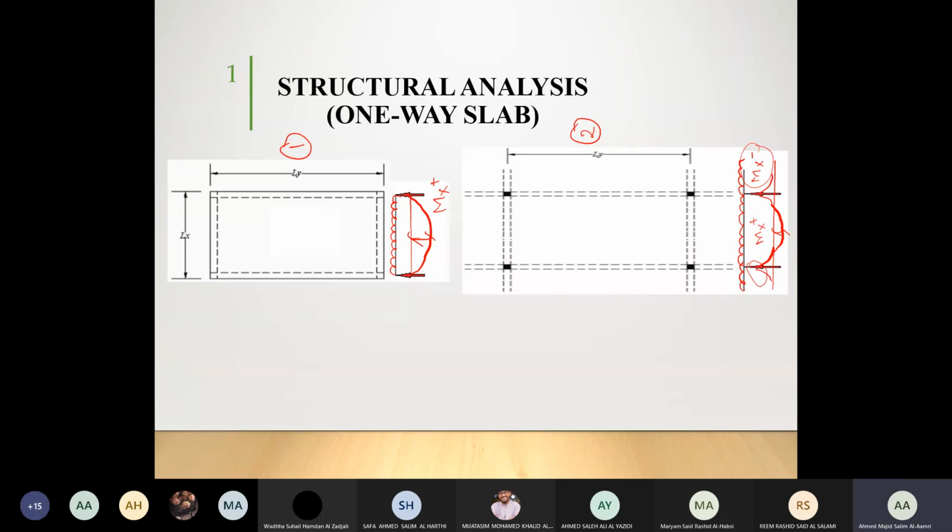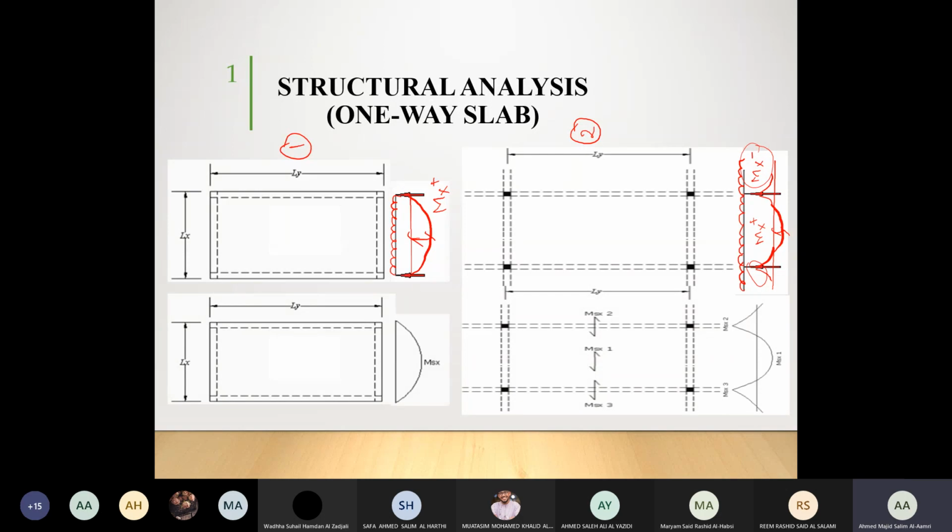Okay. Now, in short, this is going to be the bending moment diagram for both scenarios. Do you agree?